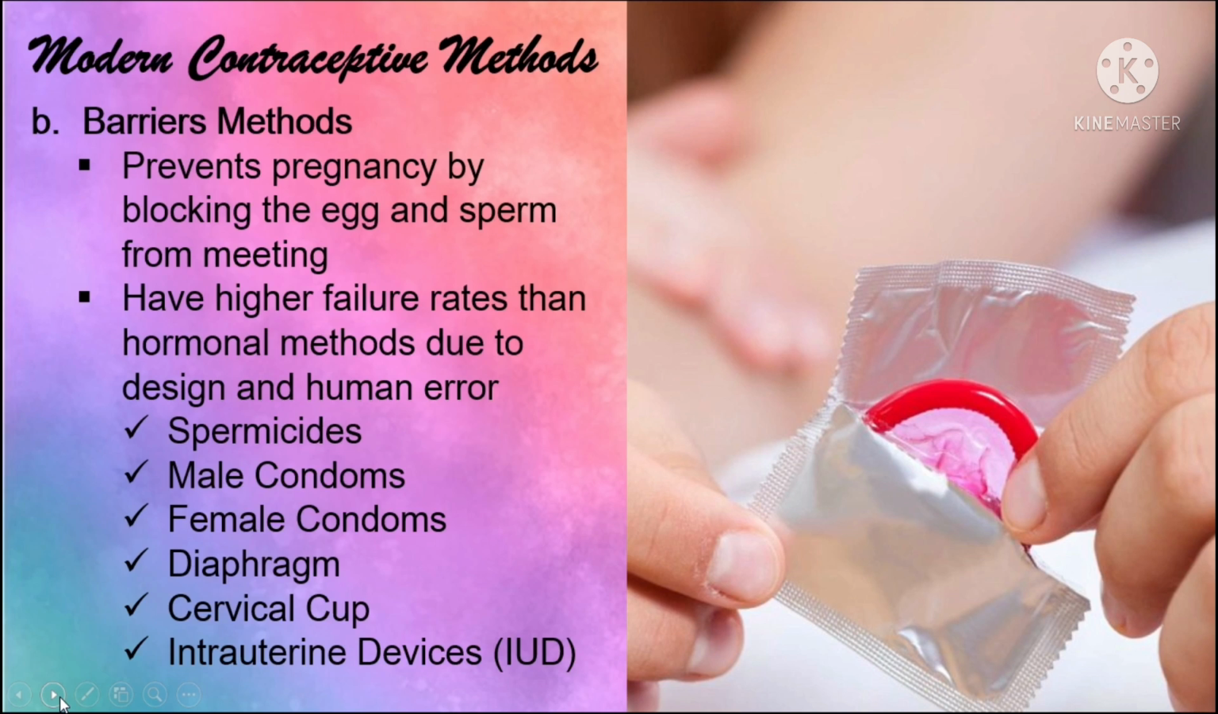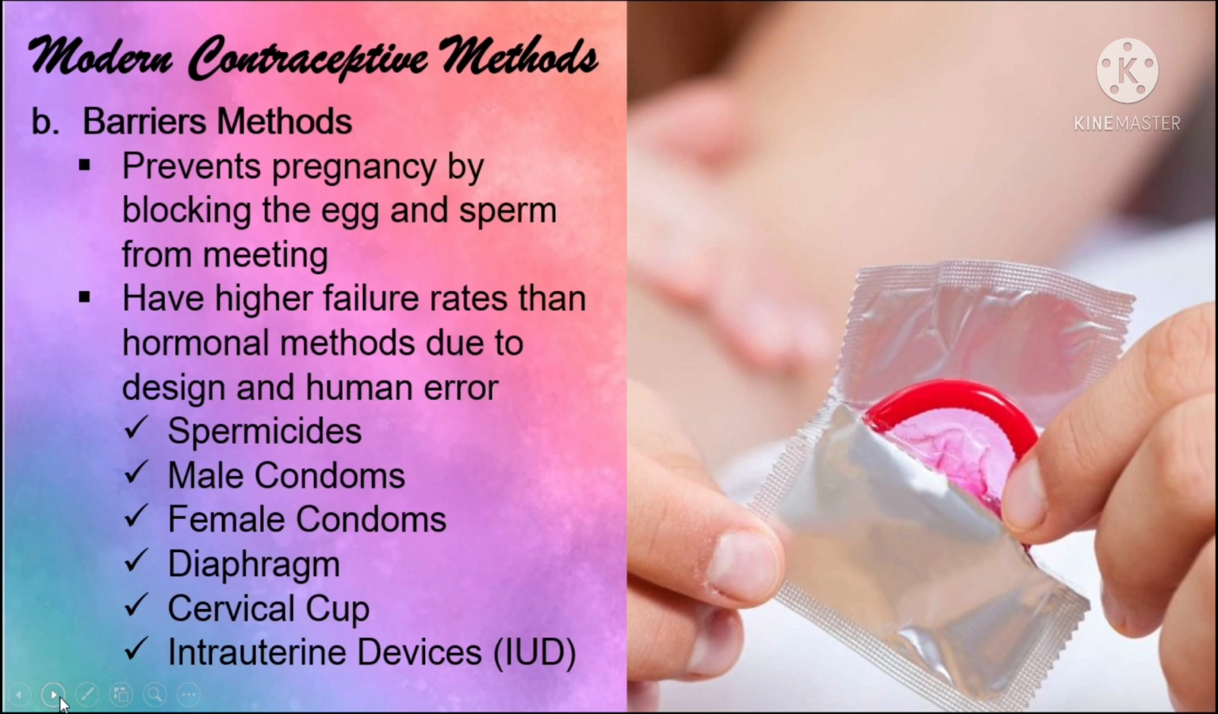A contraceptive diaphragm or cup is a circular dome made of thin, soft silicone that is inserted into the vagina before sex. Ang ginagawa ng diaphragm, it covers the cervix of the female so sperm cannot get into the womb to fertilize an egg. Okay, and then next one, cervical cup.